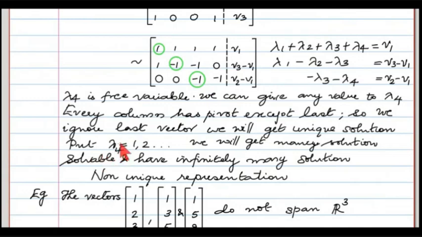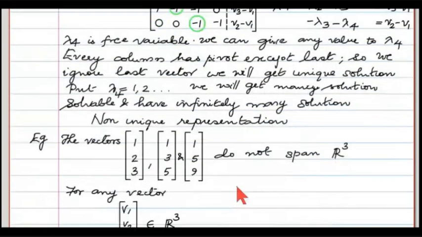So putting lambda 4 equal to 1, 2, 3, we will get many solutions. Actually it is solvable and it will have infinitely many solutions. That is a non-unique representation.